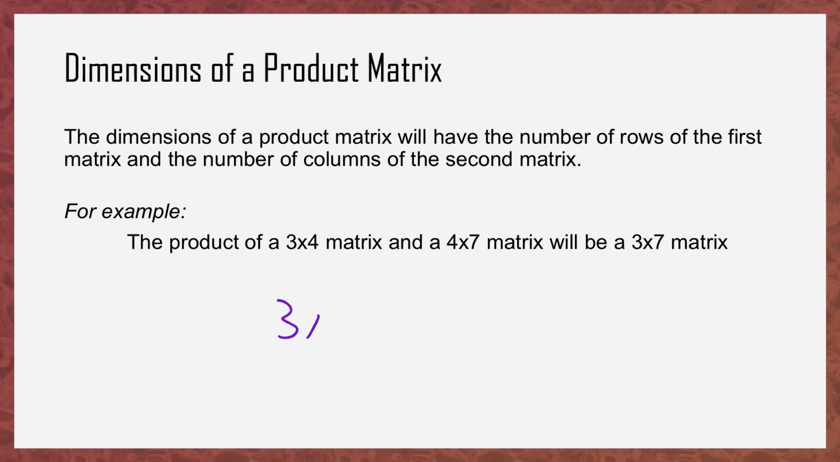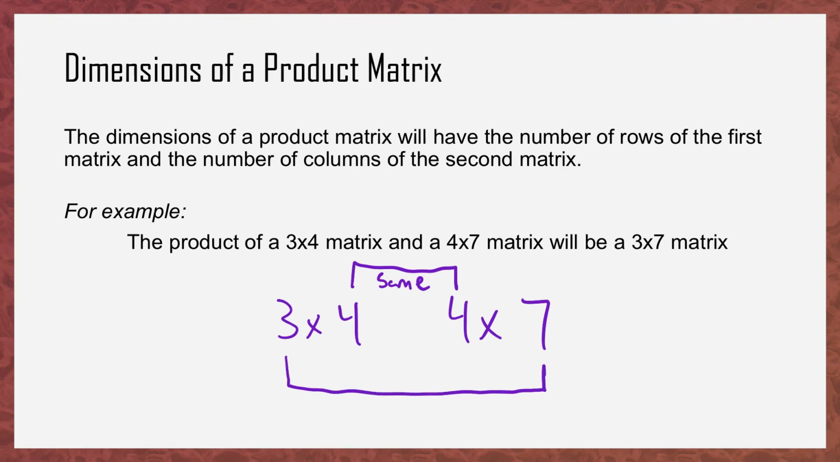If you have a 3 by 4 matrix and a 4 by 7 matrix, these 2 numbers right here have to be the same. And as long as they're the same, no matter what number they are, the 2 matrices can be multiplied by each other. Now, what kind of results you get will be controlled by the other 2.